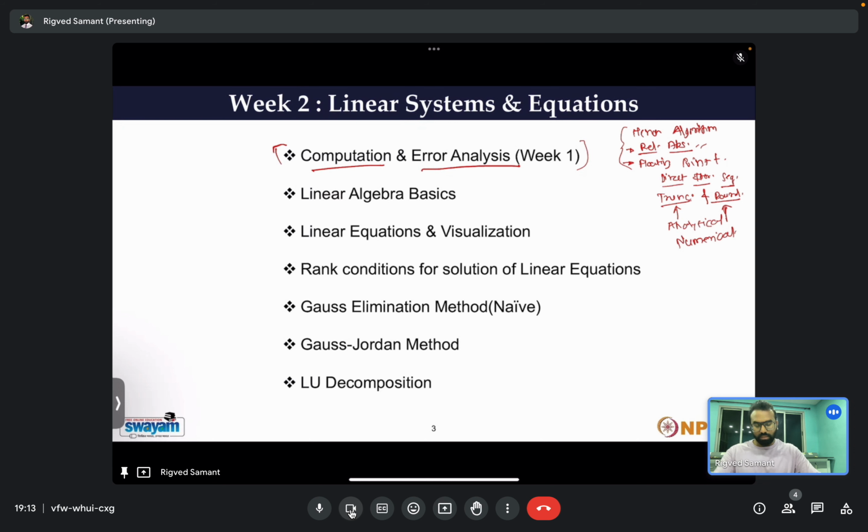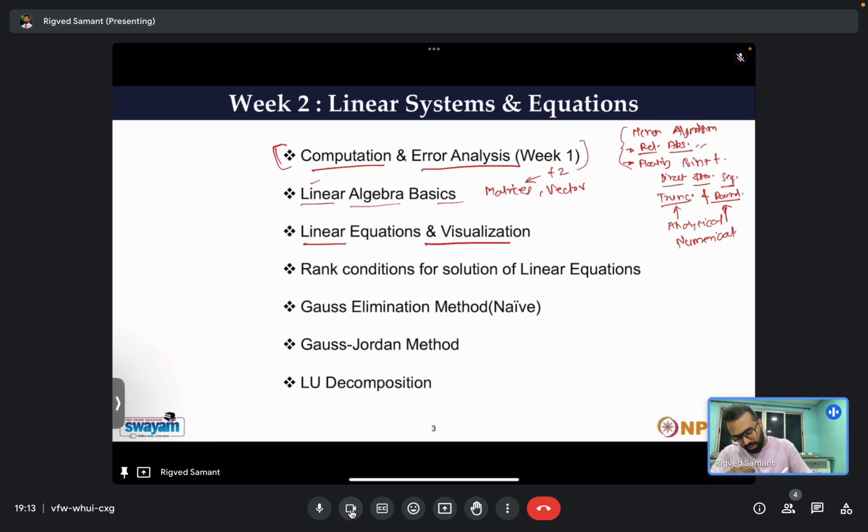For this class, we'll start with the linear algebra basics. In week 2, we started with what matrices are. Previously, we saw what a vector representation is, what a matrix is, and what the properties of matrices are. This was your plus two. What are the commutative laws, the associative law, and the product of matrices, and how we do it, we saw there. Then here, linear equations and their visualization.